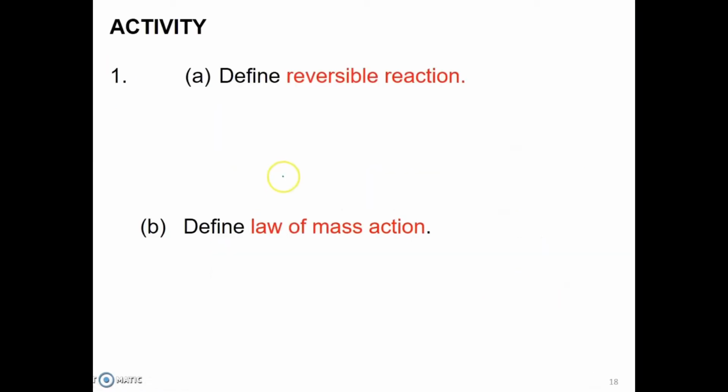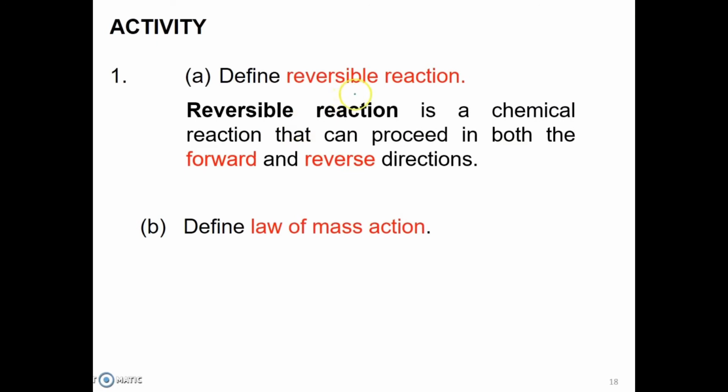Question number 1A. Define a reversible reaction. So a reversible reaction is a chemical reaction that can proceed in both forward and reverse direction. So the important keywords here are the forward and reverse reactions. So you should get 1 mark.